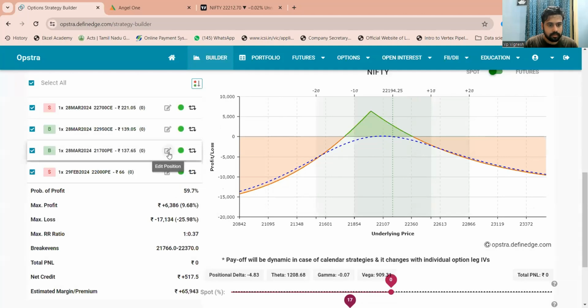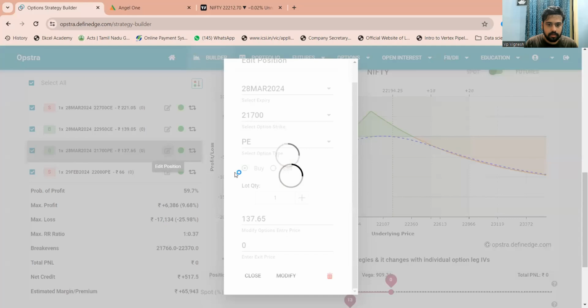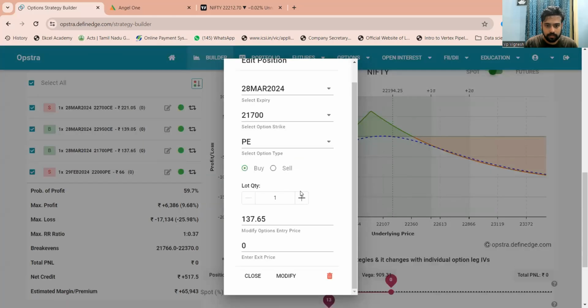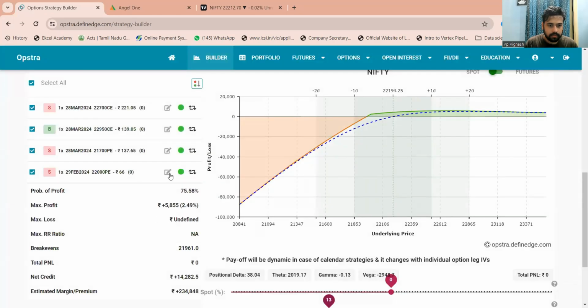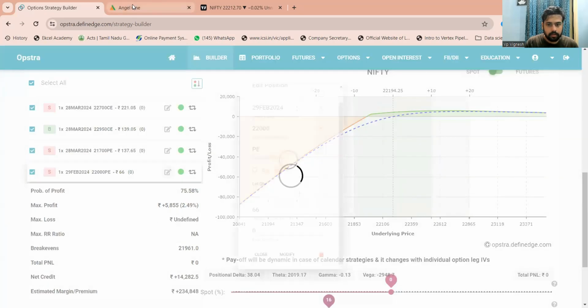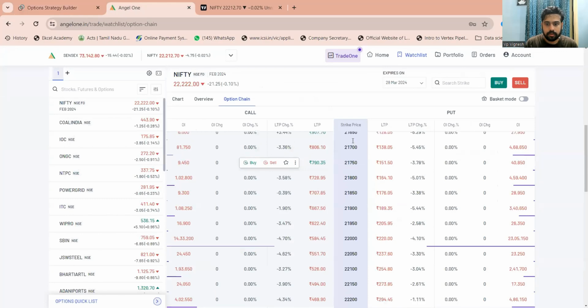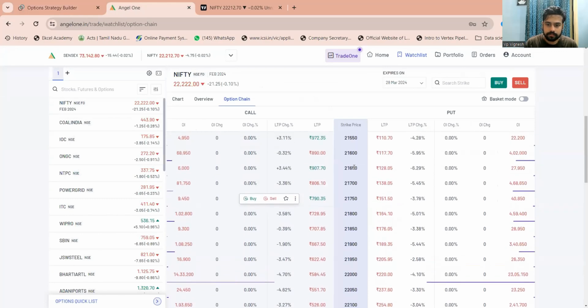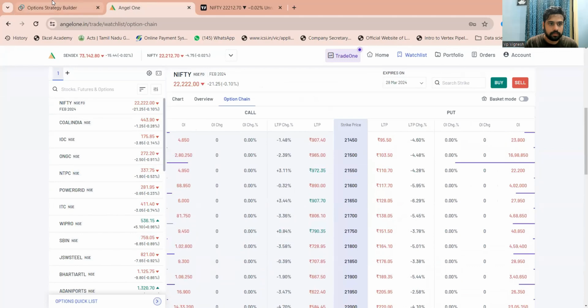Okay, so this is the buy option. What we'll do is we will do this as a sell and change. Now 21,700 we have bought, another 500 strike price, 21,450.